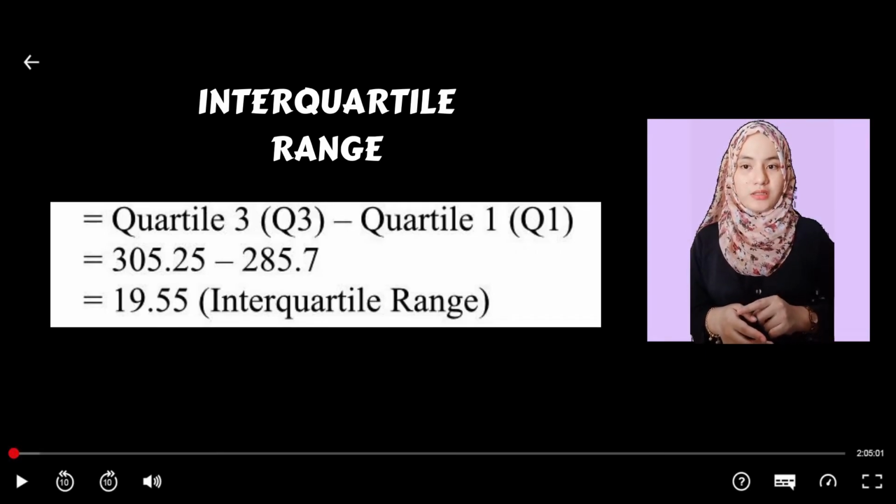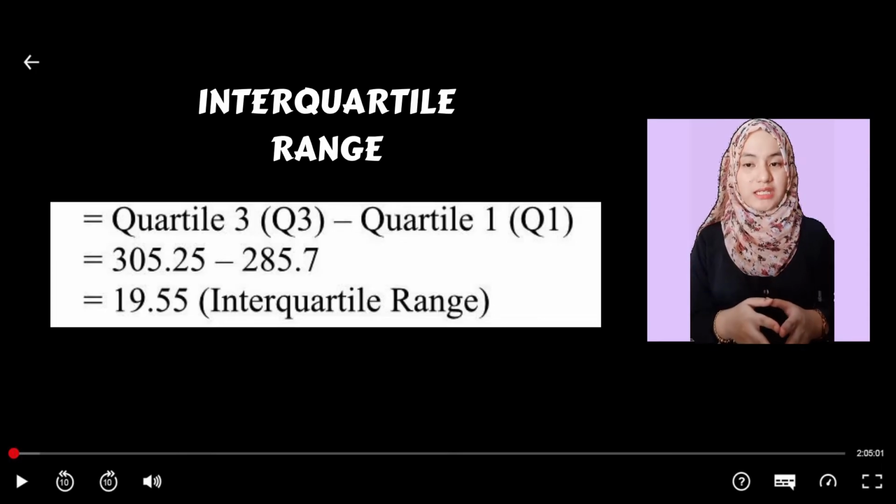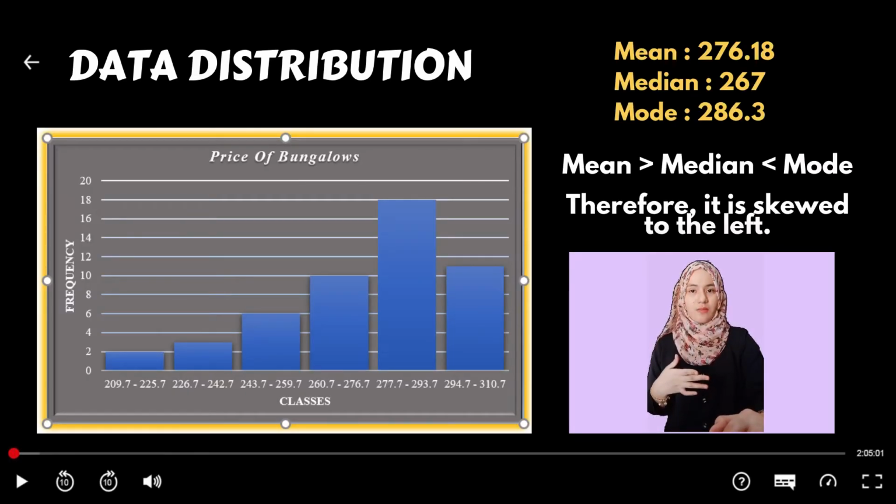In interquartile range, we take the answer for quartile 3 minus quartile 1. For example, 35.25 minus 285.7, and the final answer for the interquartile range is 19.55.